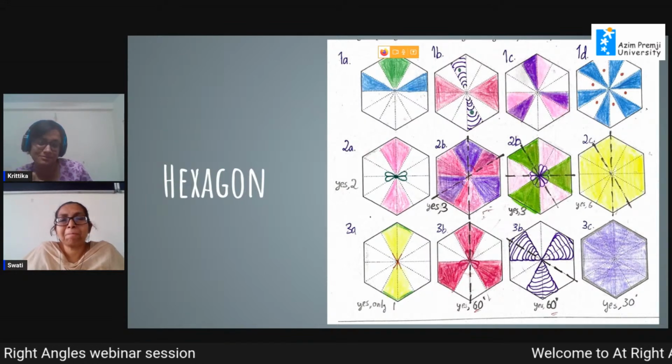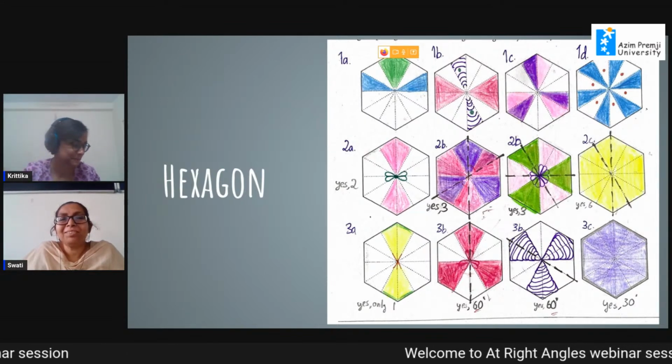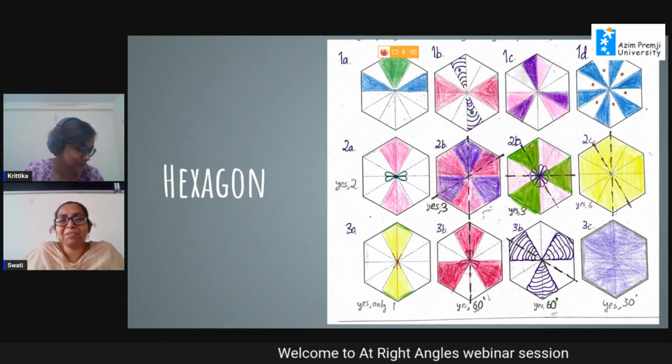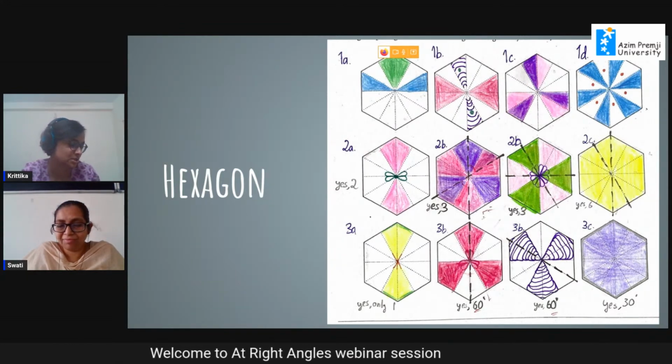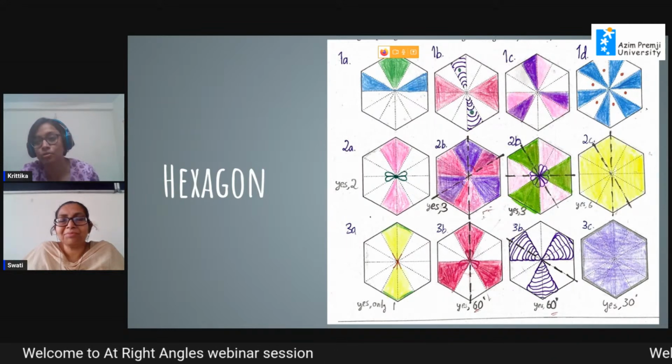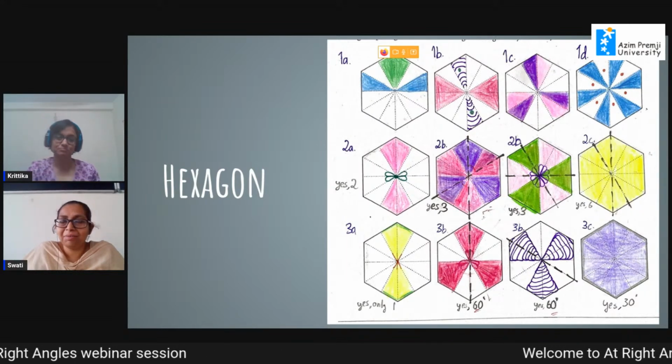So again, I think it is followed. Yes, definitely. 1C is rotational symmetry of order 3 and no line of symmetry.